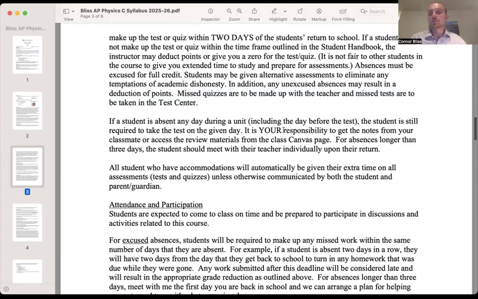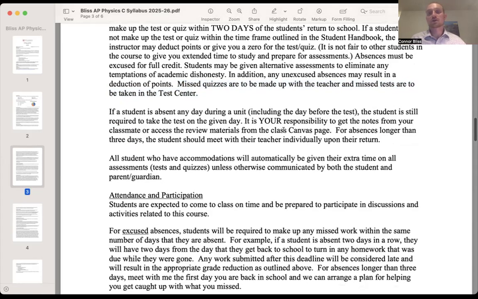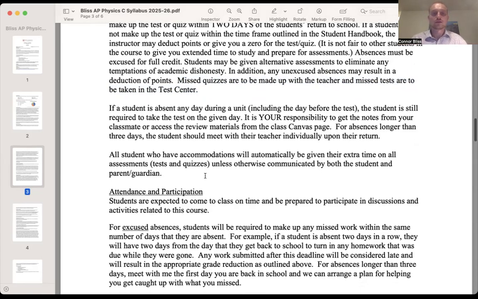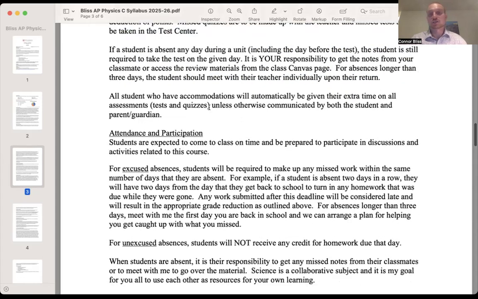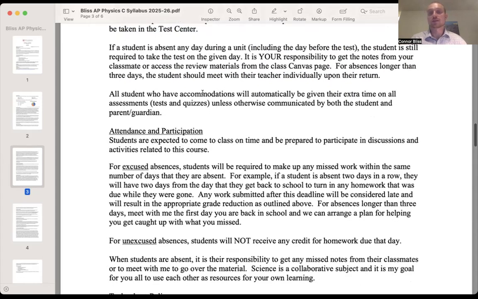And again, if there is ever a moment where you are sick or out for any reason during the units, it is your responsibility to get the notes, practice problems, and things like that from your classmates, or you can always come meet with me. I'm more than happy to work with you to get you caught up to speed on what you might have missed. And just as we mentioned before, if you have accommodations, those will all be given to you automatically unless you opt out of that.